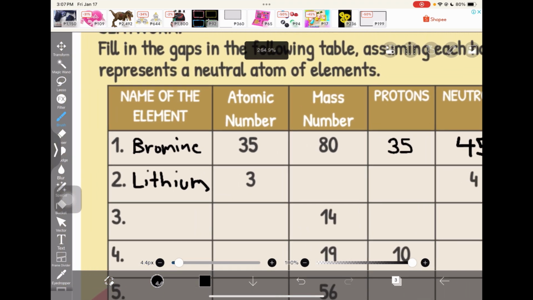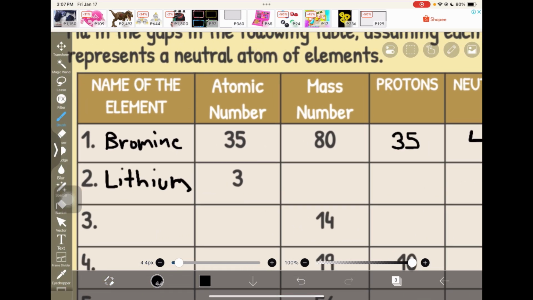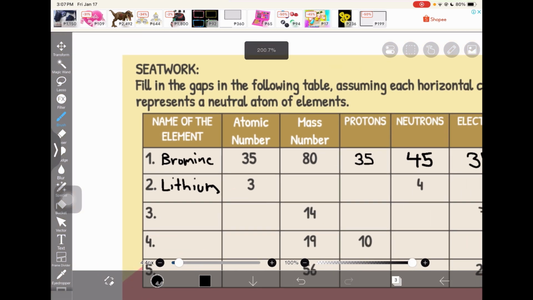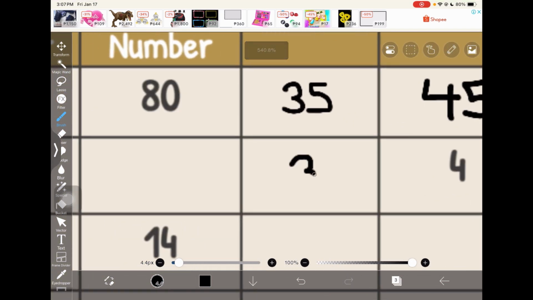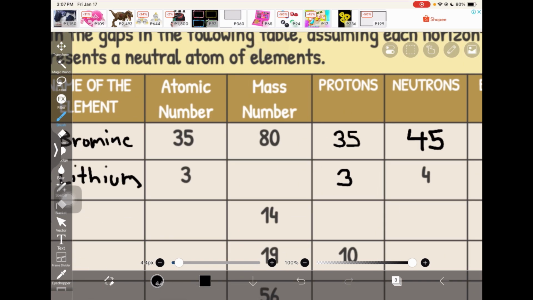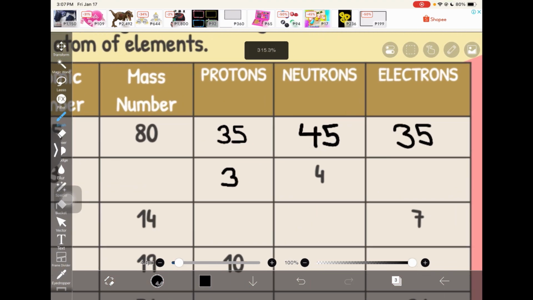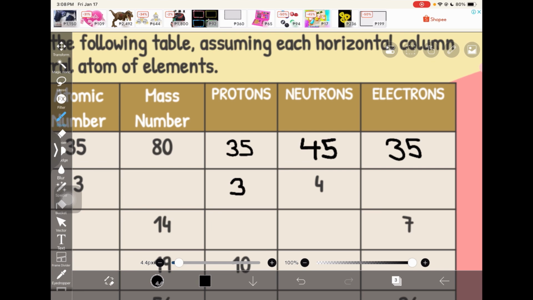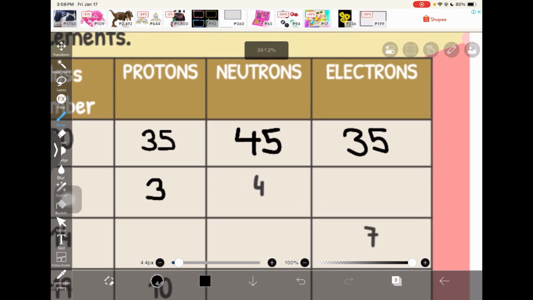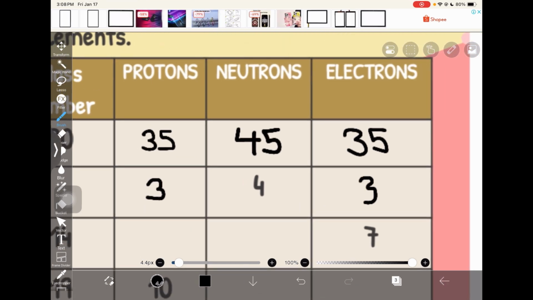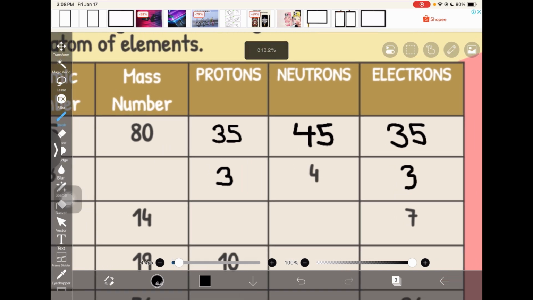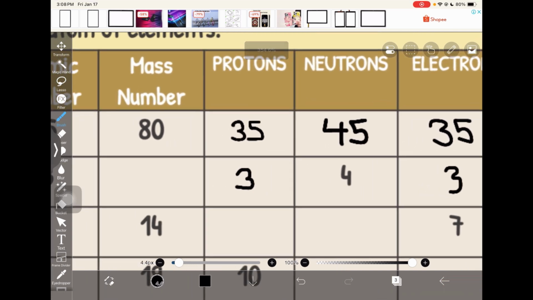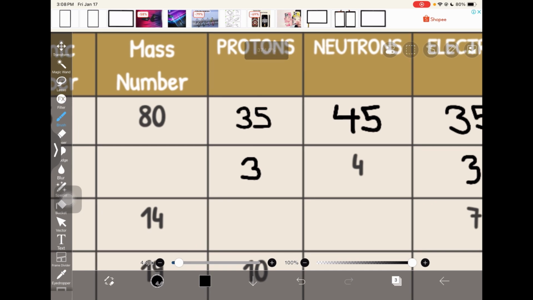Then, once again, just like what we did with the atomic number for bromine, you can also use the atomic number to find the amount of protons because they're just the same. So it's 3. Now, since protons are 3, and since this is neutral, it means the electrons are also 3. Then, when we find the mass number, we just add the protons and the neutrons. So 3 plus 4 is 7.